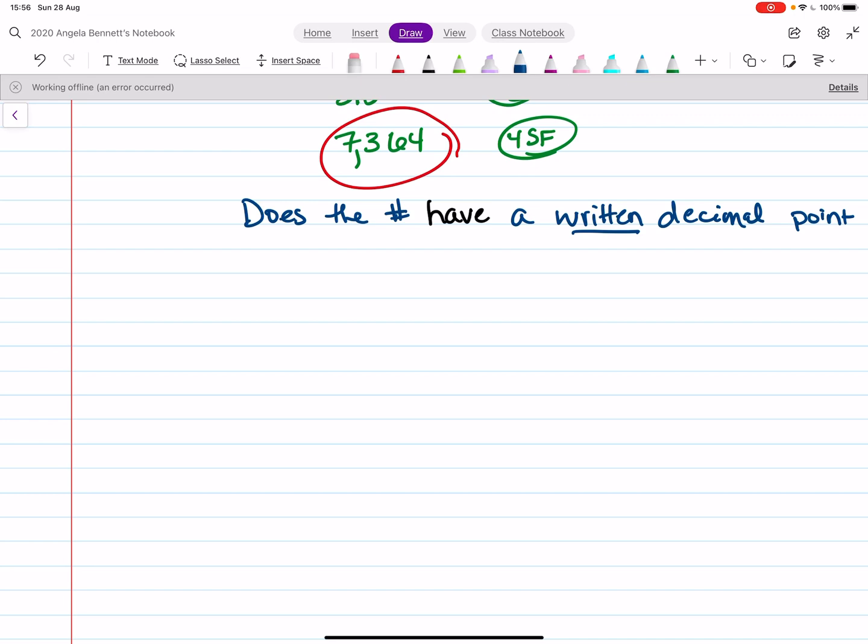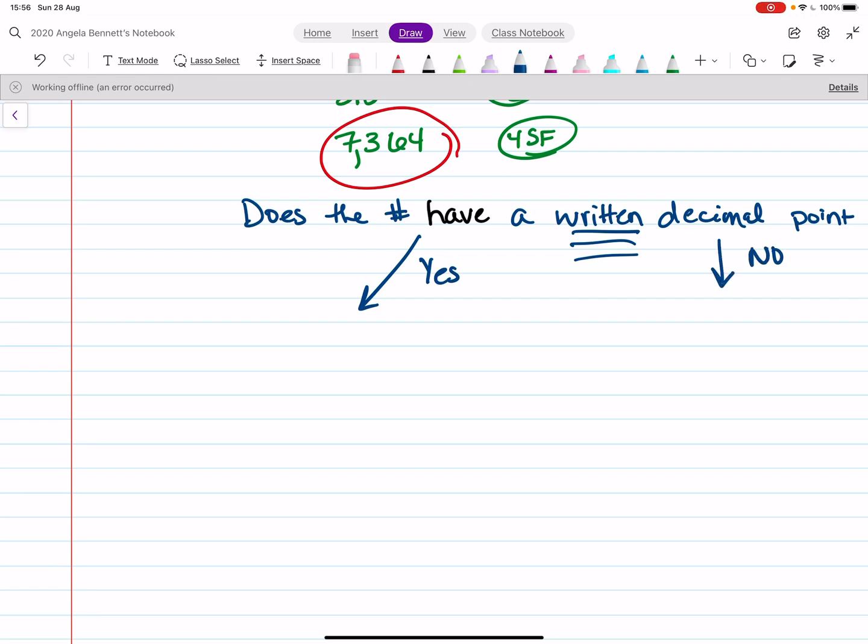We know where the decimal point is, so technically all numbers have them. They just might not be written. So determining whether or not a number has a written decimal point is going to be the key to how you determine how many sig figs you have. Your answers are going to be yes, or your answers are going to be no.